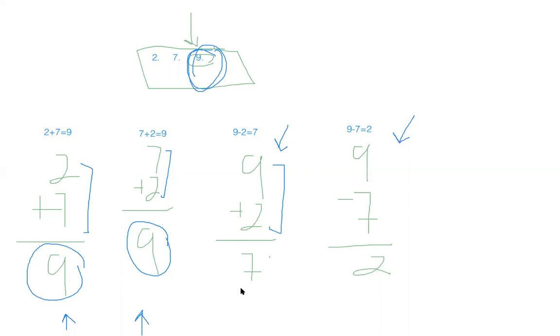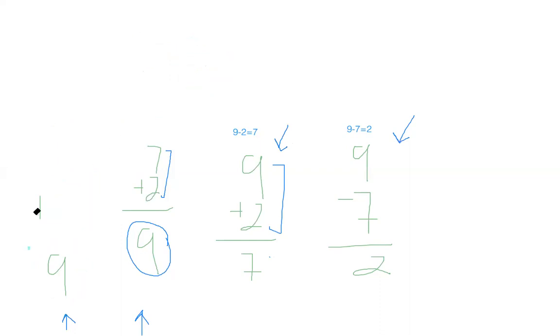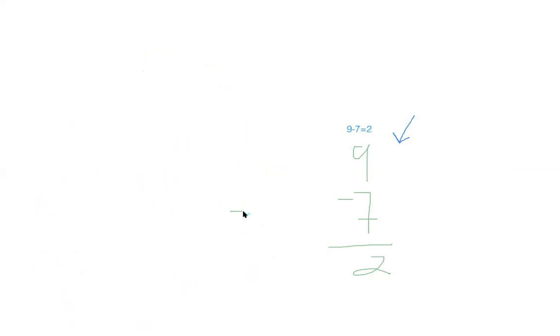Okay, let's do another one. What was the first one? 5, 1, and 6. And what is this one? 2, 7, 9. Okay, let's do one more and then we'll be done. Here we go. I'm going to write these numbers down.